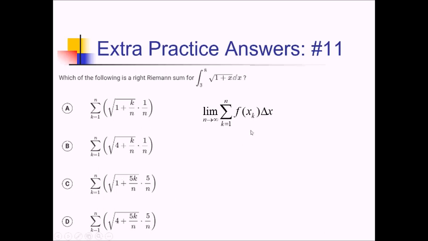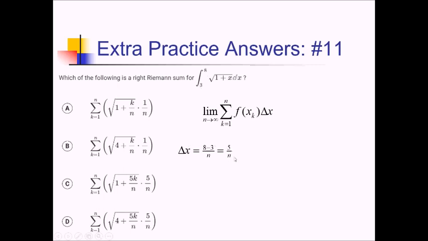Well, it's usually easiest to figure out the delta x because that's going to be the integral length divided by this infinite n value here. So going from 3 to 8, we have an interval length of 5. So our delta x is going to be 5 over n.